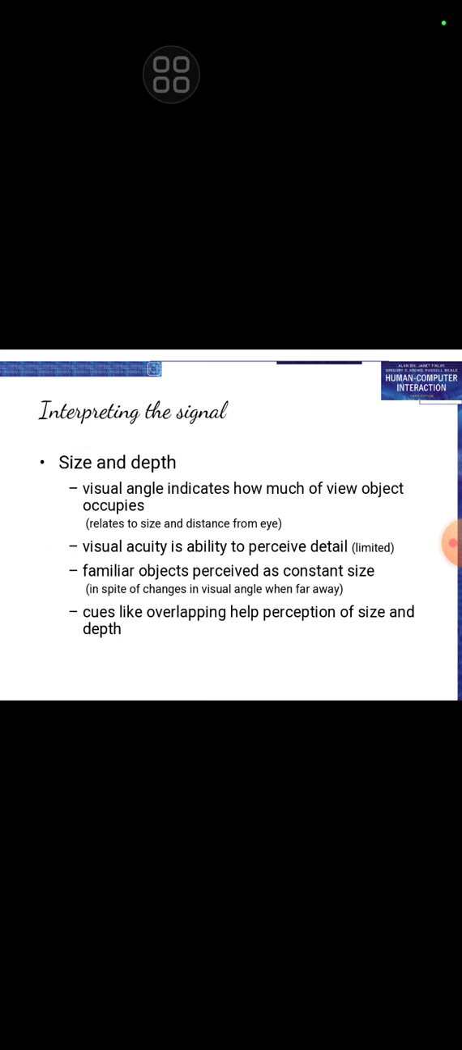Next is interpreting the signals: size and depth. Visual angle indicates how much of the view an object occupies. That is related to size and distance from the eye. Visual acuity is the ability to perceive detail, and that is limited for users. Familiar objects are perceived as constant in size, in spite of changes in visual angle when far away. Cues like overlapping help perception of size and depth.